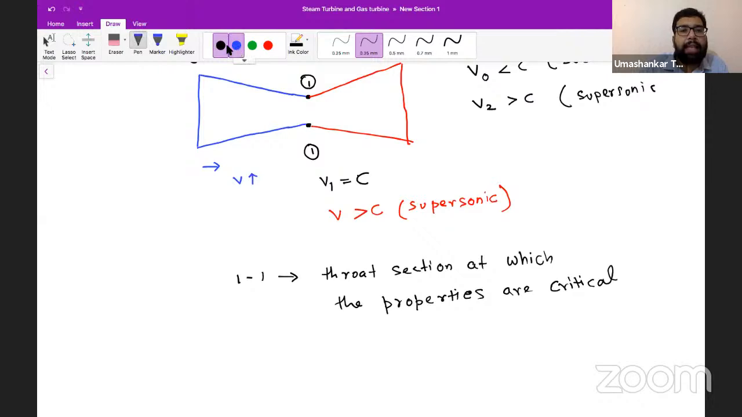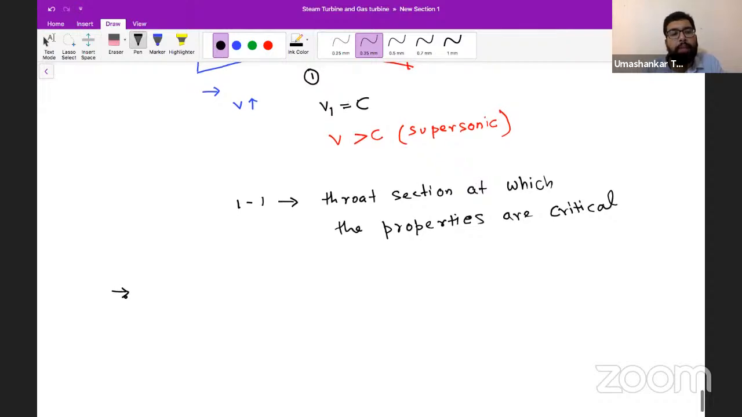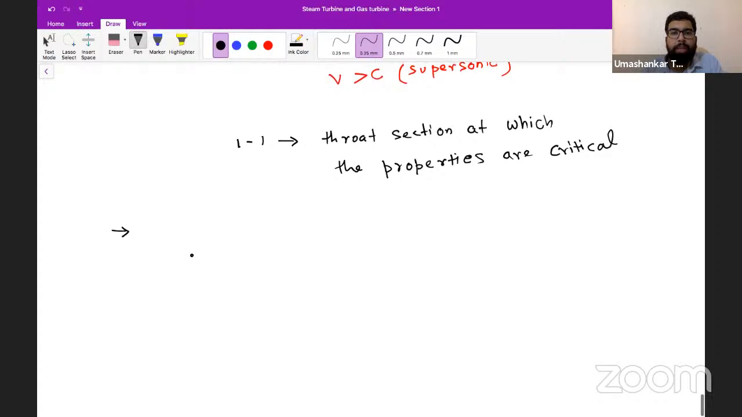As I said, these critical conditions, these critical properties, we need to analyze. We are going to develop this critical condition, means we are going to find the pressure at critical condition, the temperature at critical condition, and so on. Is that clear till this point? If it is clear, you can tell me in the live chat section. Is it easy or not?